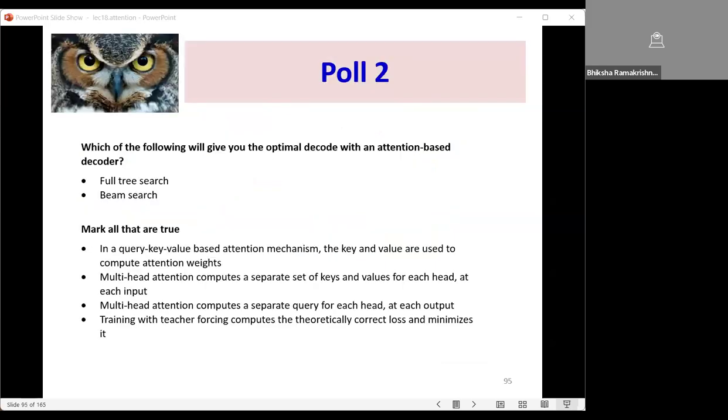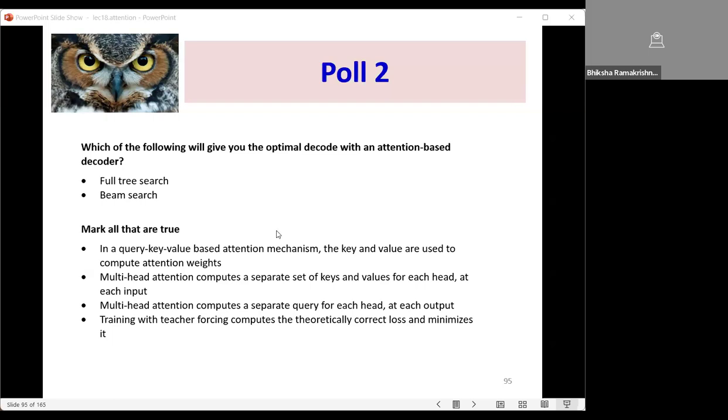So that leads us to our second set of owl eyes. Okay, 10 seconds, guys. 5. Okay, let me end this poll.